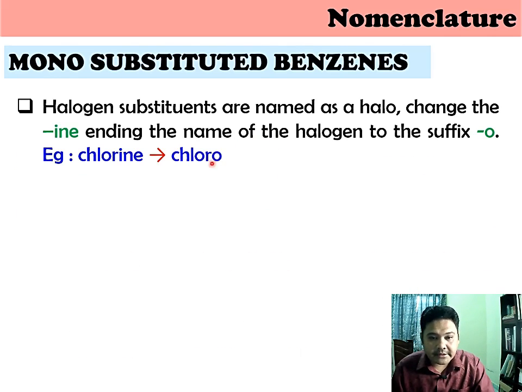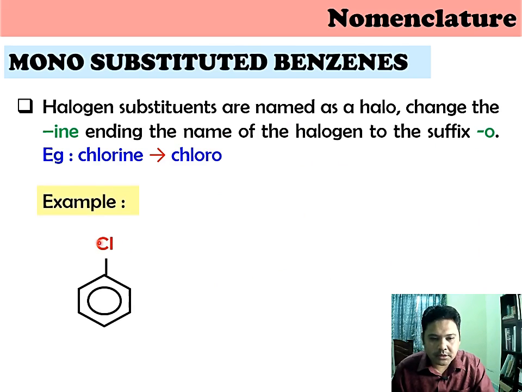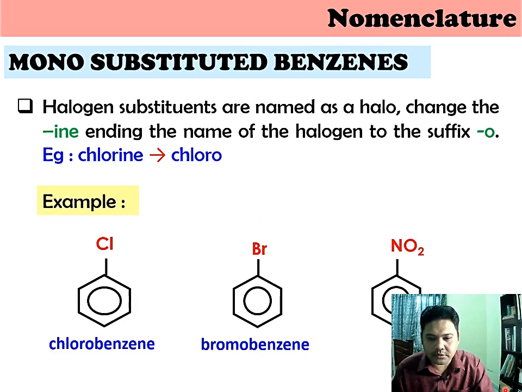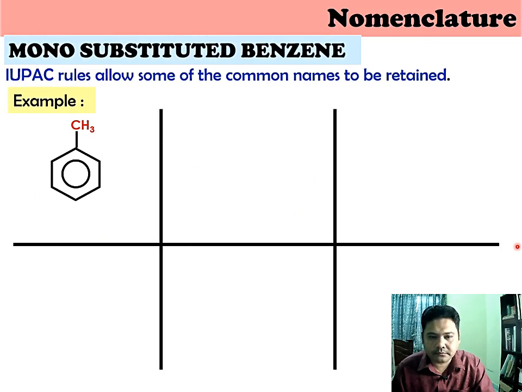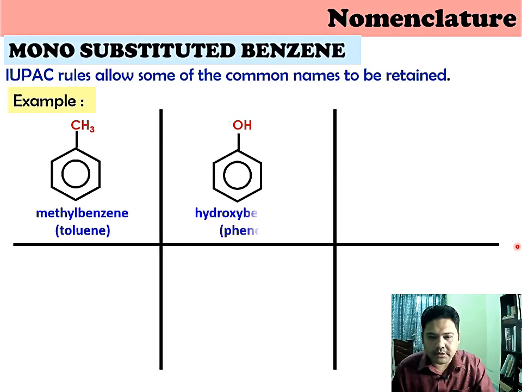Besides that, if we have a halogen substituent, halogen substituents are named as halo. Change the "-ine" ending to the suffix "o". For example, chlorine becomes chloro. For example, chlorobenzene, bromobenzene, and also nitrobenzene. These are all examples.